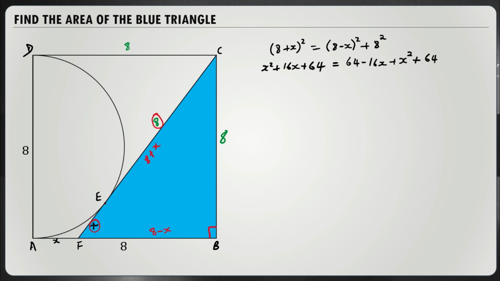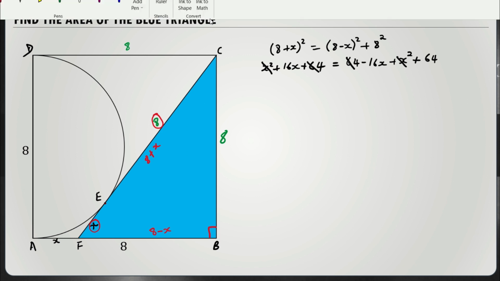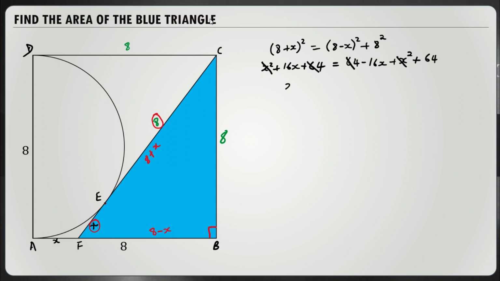Let's see what's common on both sides. We have a 64 and 64. We have an X squared and X squared. So we have 16X plus 16X is 32X, equal to 64. Dividing by 32 on both sides, we get X is equal to 2. Now, putting in X equal to 2 wherever it's required.